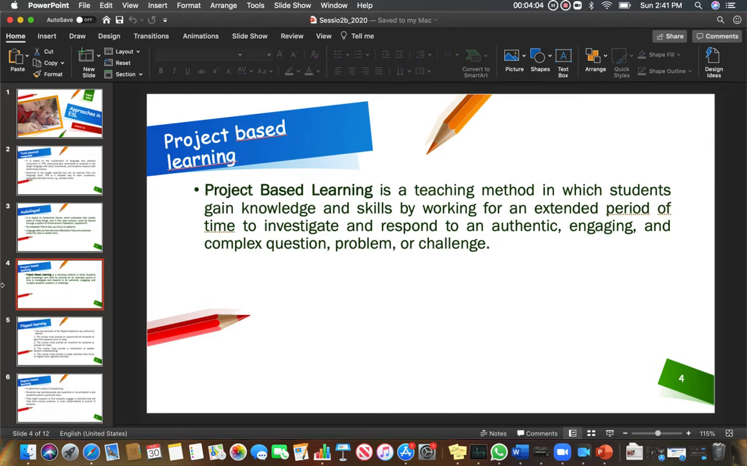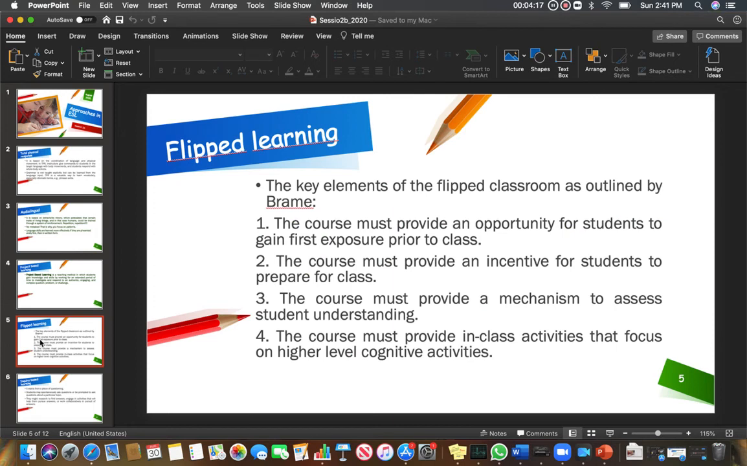So this is also a very good approach that actually sparks curiosity of students and gets them highly engaged and makes learning very relevant. Flipped learning, very interesting.